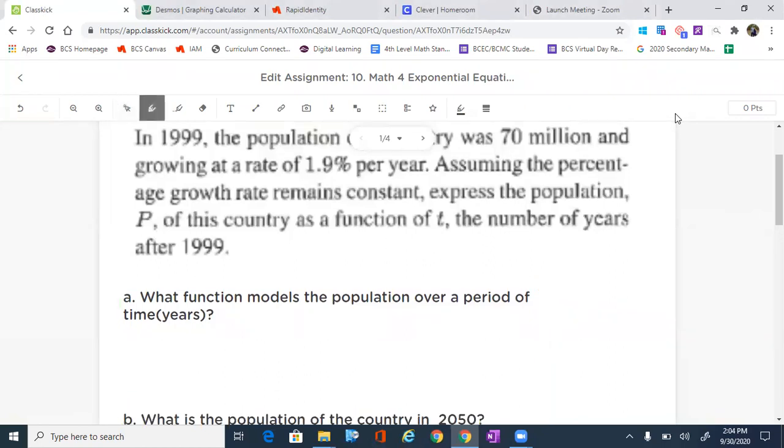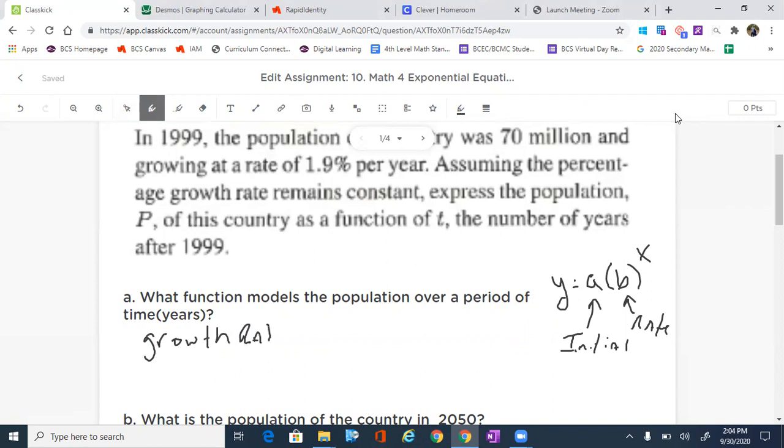We're going to write down the idea of what an exponential function is, y equals a b to the x. As a reminder, a is going to be our initial, and then b is going to be our rate. And in this case, we are talking about a growth rate. Anytime we want an exponential equation to grow, we need to think about the idea that we should have 1 plus our rate. And in this case, our rate is 1.9%. So r equals 1.9%.